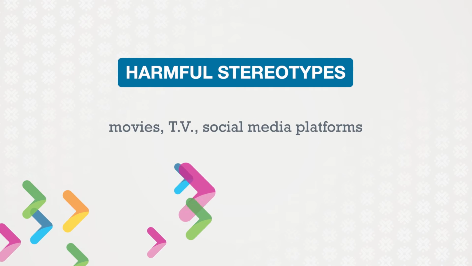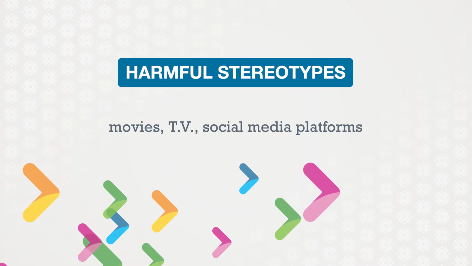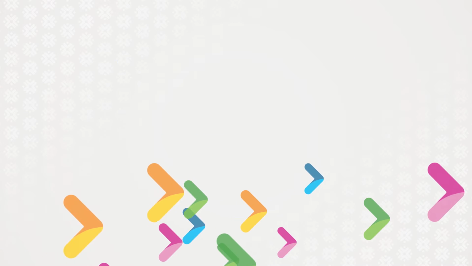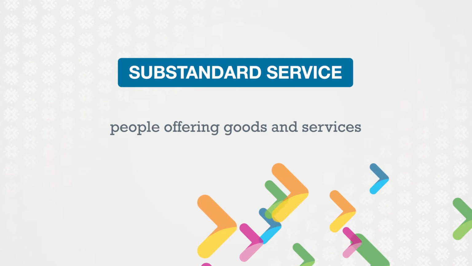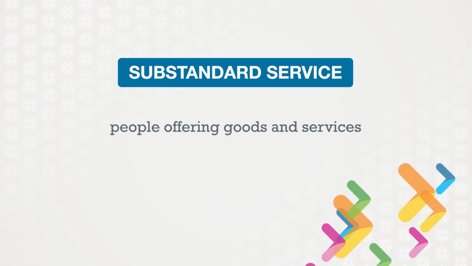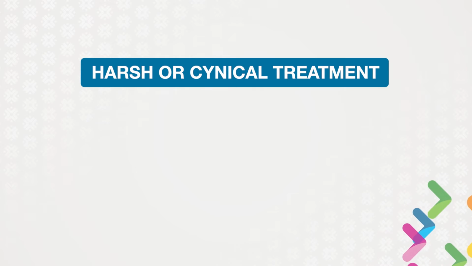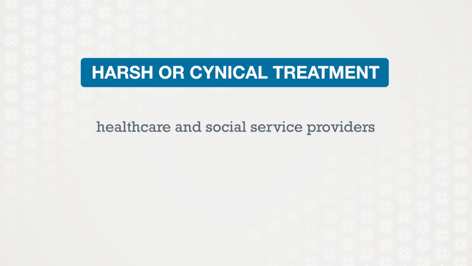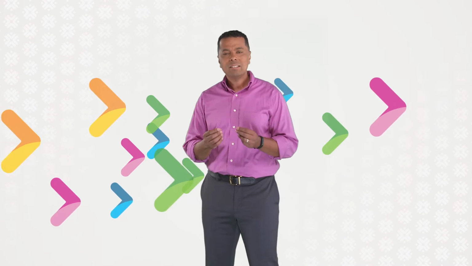Harmful stereotypes in movies, on TV, and on social media platforms. Substandard service from people offering goods and services. Harsh or cynical treatment from healthcare and social service providers. Children and youth learn from the adults in their lives as well as from each other. It's important to set an example by modeling non-stigmatizing language and behaviors.